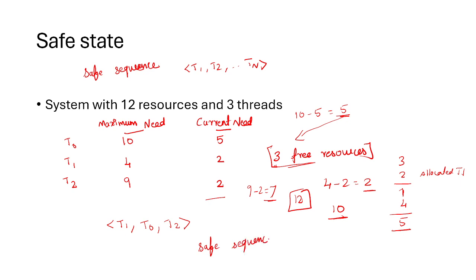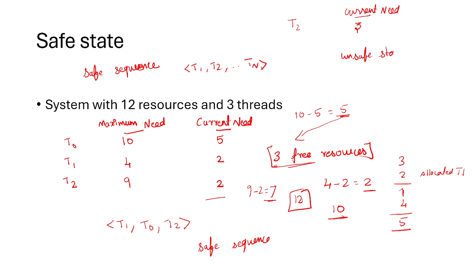Now consider that at time T1, the thread T2 requests one more resource. So the maximum need of T2 has been increased. Consider that the already allocated for T2 becomes 3. Now we cannot execute that. So the system might go to the unsafe state.